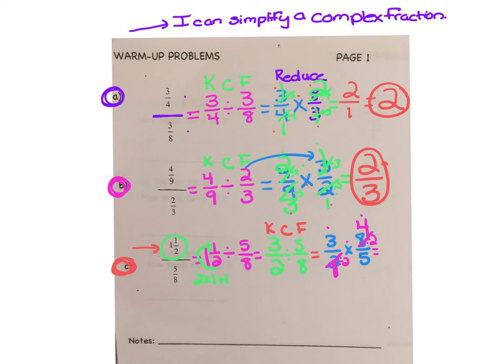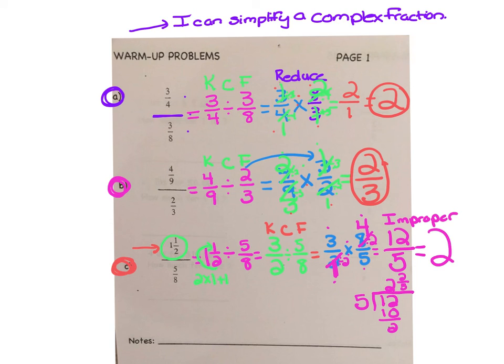Top times top gives us 12. Bottom times bottom gives us 5. This is what we call an improper fraction. In order to finish out the problem, we must convert it to a mixed number. Let's take our 12 and divide by 5. 2 times 5 is 10, remainder 2, which we put over 5. It is really 2 2/5.